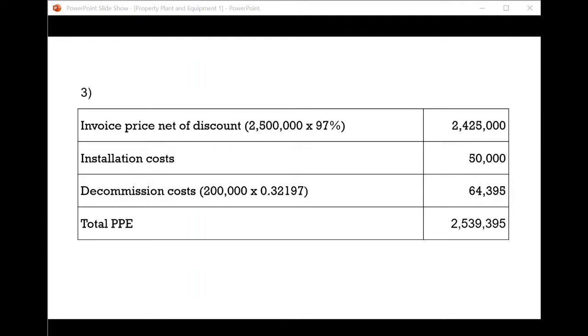So 4.712198, you add 1, so you will get 5.712198. Okay? So I'm going to write that. This is your present value of annuity due at 11% for 7 periods.